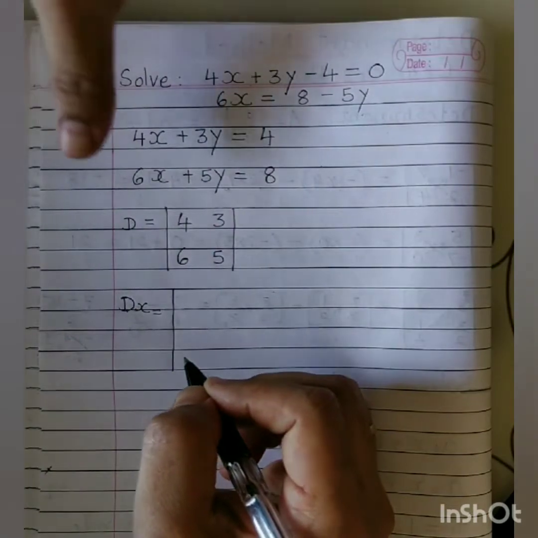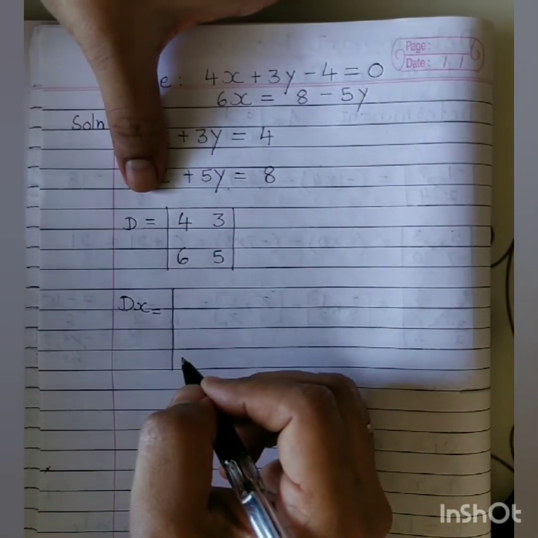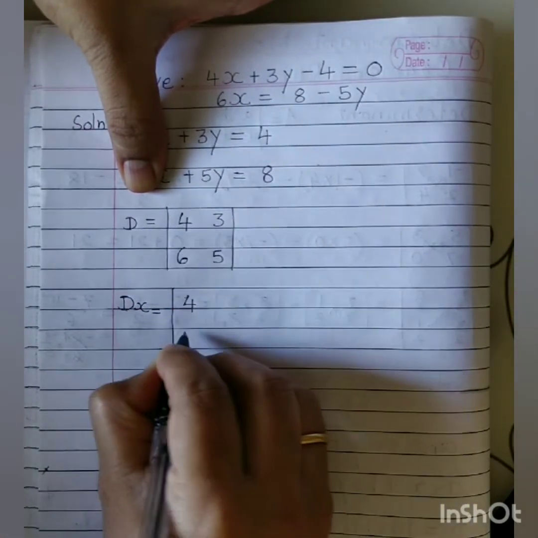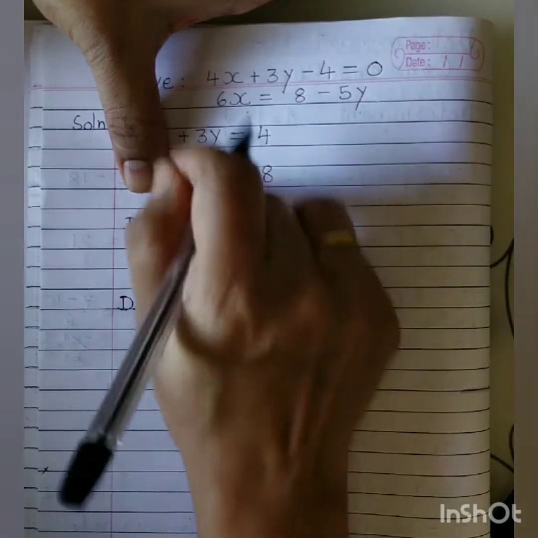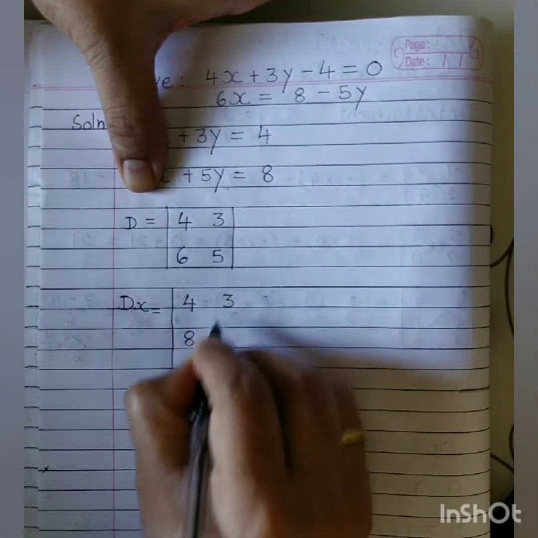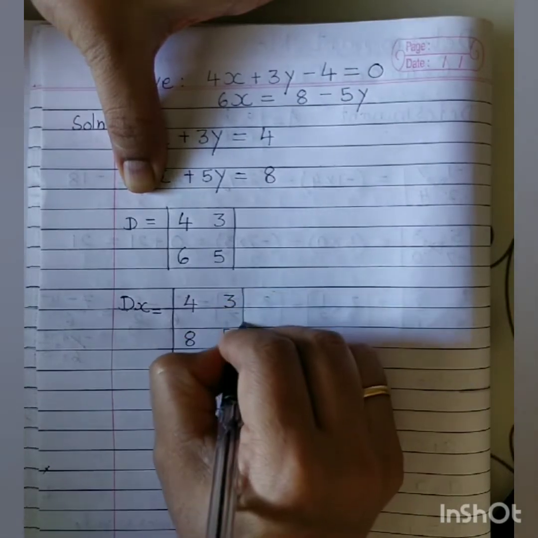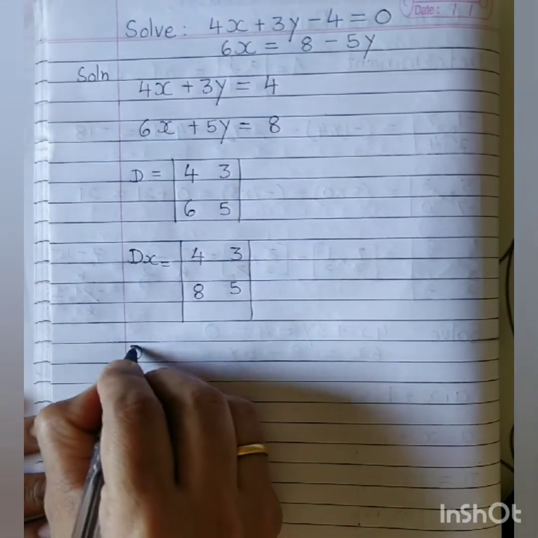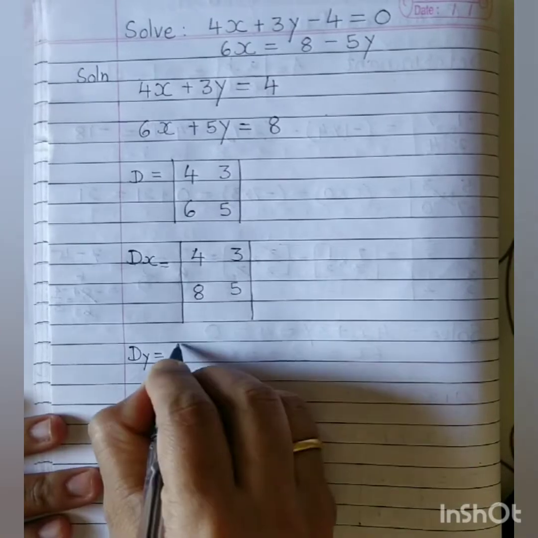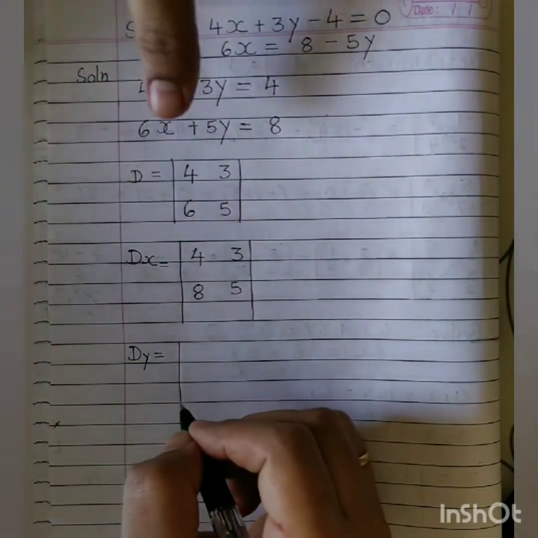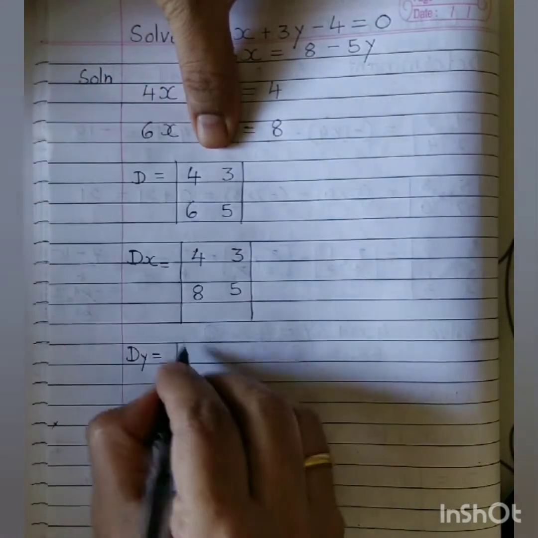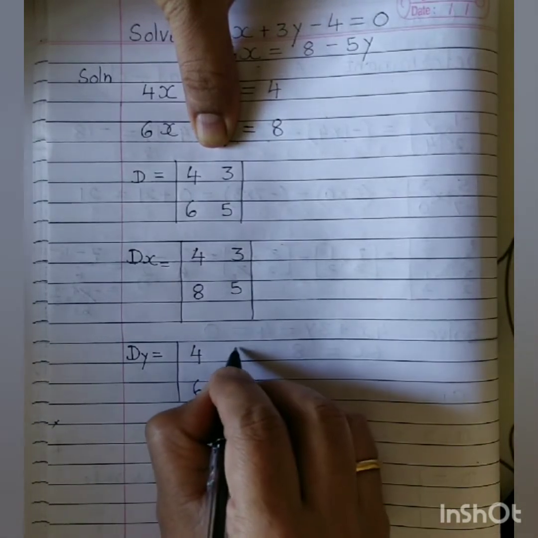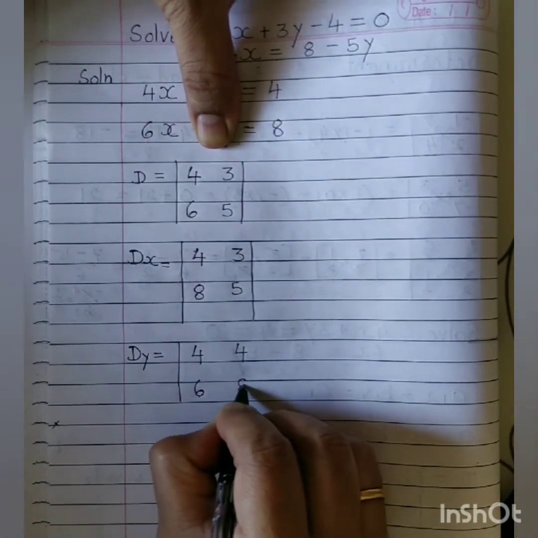Second determinant you are going to find is dx. For dx, as I have suggested, hide this part, and this column will be replaced by the constant column 4 and 8, and y's column as it is, 3 and 5. Dx is ready. Find for dy now. For dy, hide y's column. What you already have is 4 upon 6, and y's coefficients are replaced by 4 and 8.